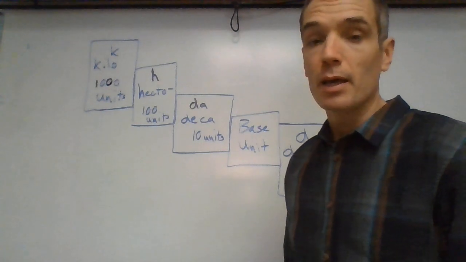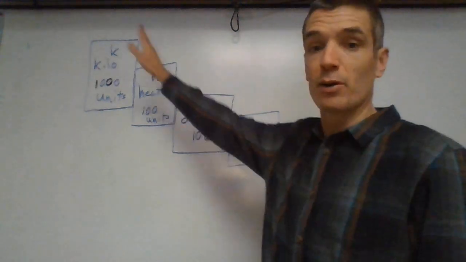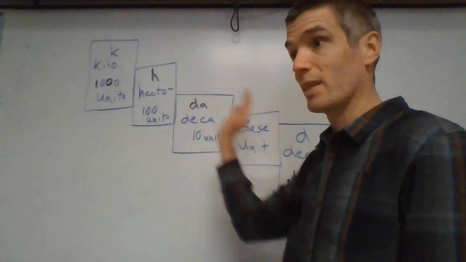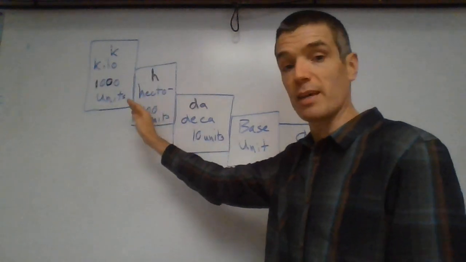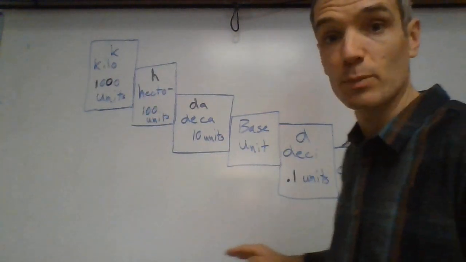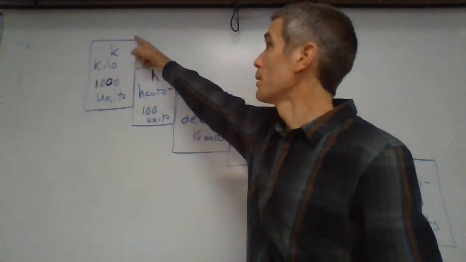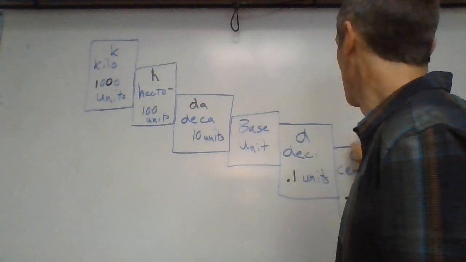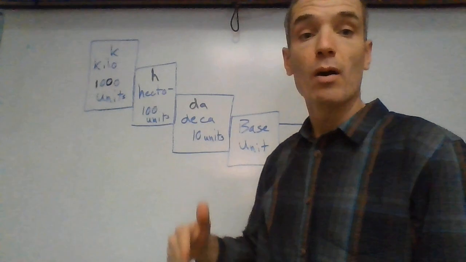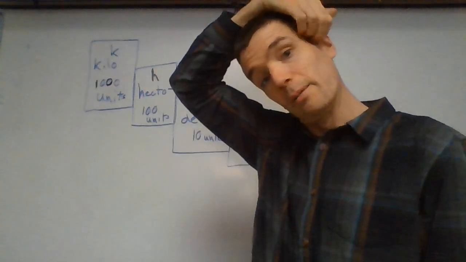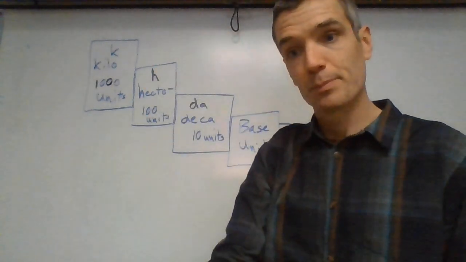Now, if you're converting up the ladder, you're going to move the decimal to the left. If you're converting down the ladder, you're going to move the decimal to the right. And each step requires one jump, or one decimal spot, in either direction.